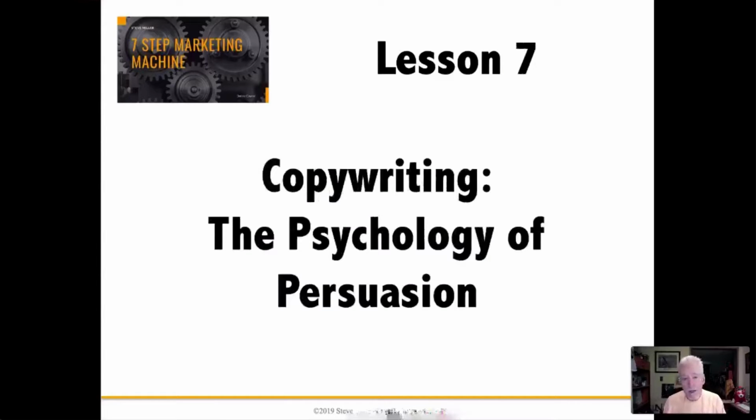And number 7, copywriting, teaching you how to be a better copywriter. This is probably the number 1 skill for a marketer, to be a good copywriter. And the bottom line is that good copywriting is all about persuasion. So to better understand the psychology of persuasion and how to help people make a decision to work with us, or to go to that next step, that's really, really important. So we're going to have 7 lessons in this, the 7-step marketing machine.